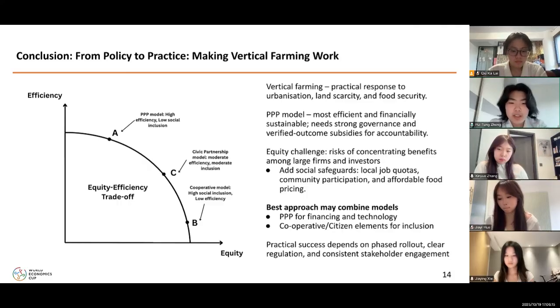To make it inclusive, cities must include social safeguards, such as local job quotas, community participation, and fair pricing, so that efficiency is matched by equity. Ultimately, the goal is to turn innovation into a system that not only feeds cities, but also connects and sustains them.